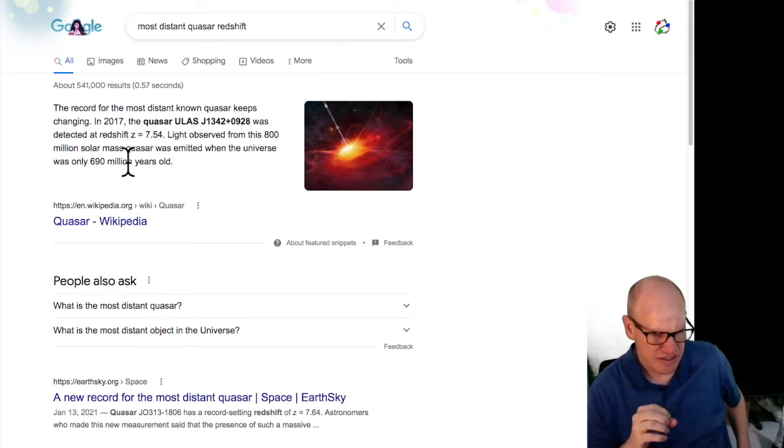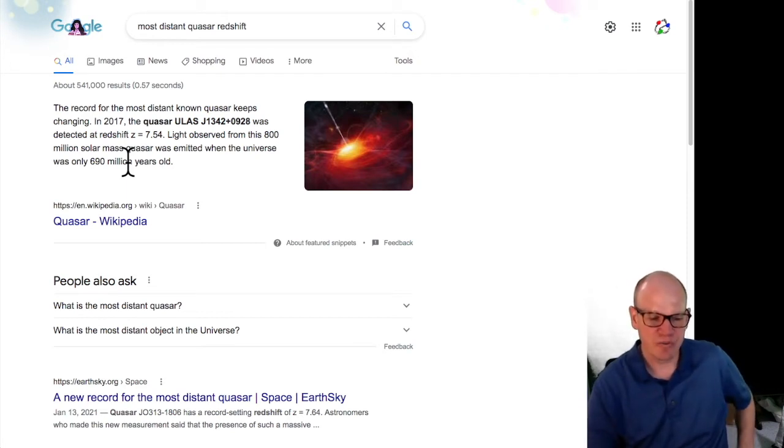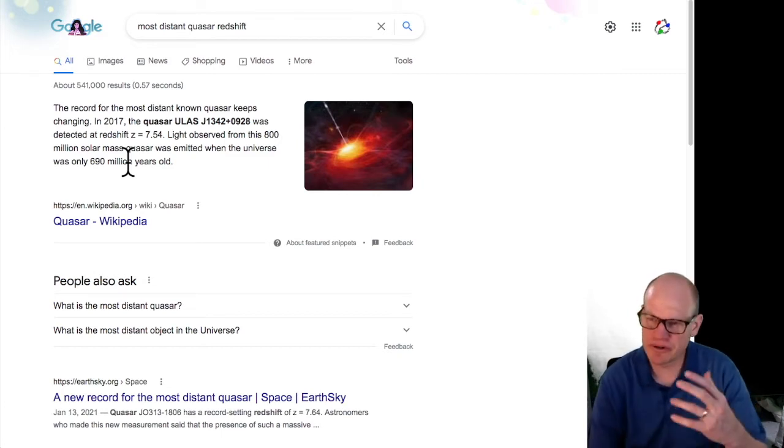Is it possible that black holes produce stars and galaxies? No, black holes don't produce stars and galaxies, but they do appear to be part of the process.